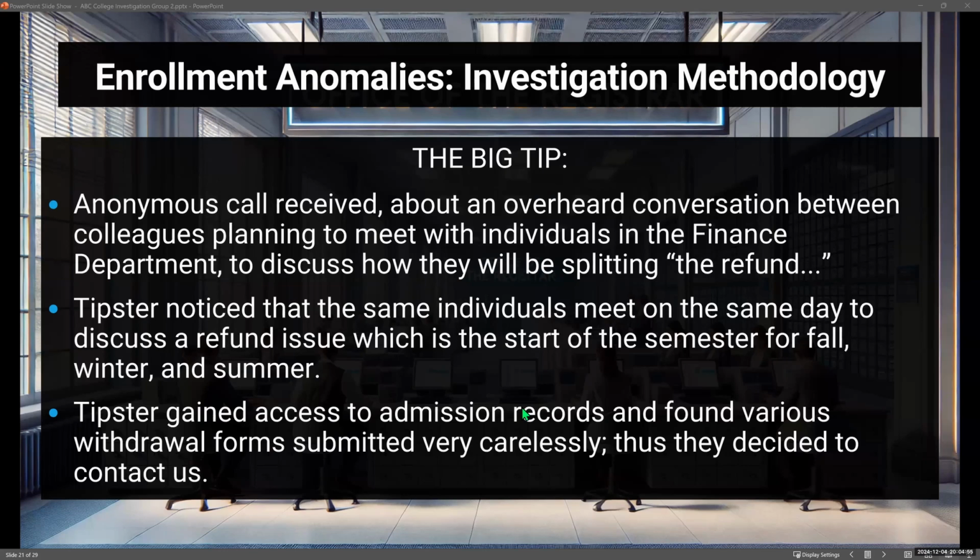We received a big tip. We got an anonymous phone call. I guess they saw that we were on campus and they caught wind of what our team was doing, and we got a big tip. This caller said they overheard a conversation between colleagues who were planning to meet with individuals in the finance department to discuss how they'll be splitting the refund.